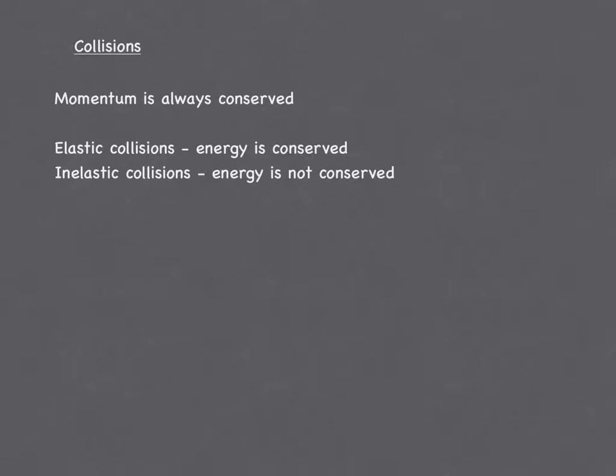For momentum always being conserved, we usually start with the idea that the net momentum before the collision has to equal the net momentum after the collision. We're going to use an apostrophe, which is actually called a prime, to note final, because once we have a lot of objects, it's easier to put a prime than to add another subscript.